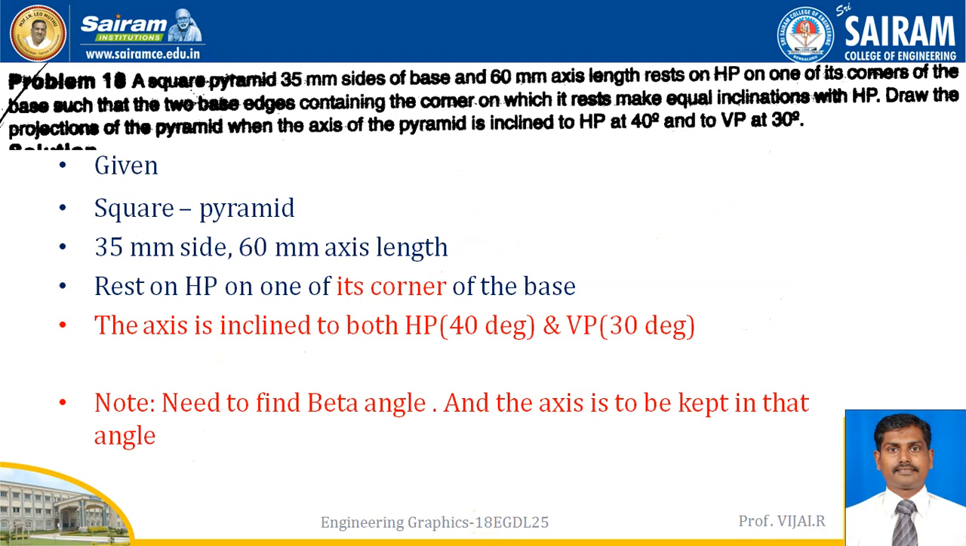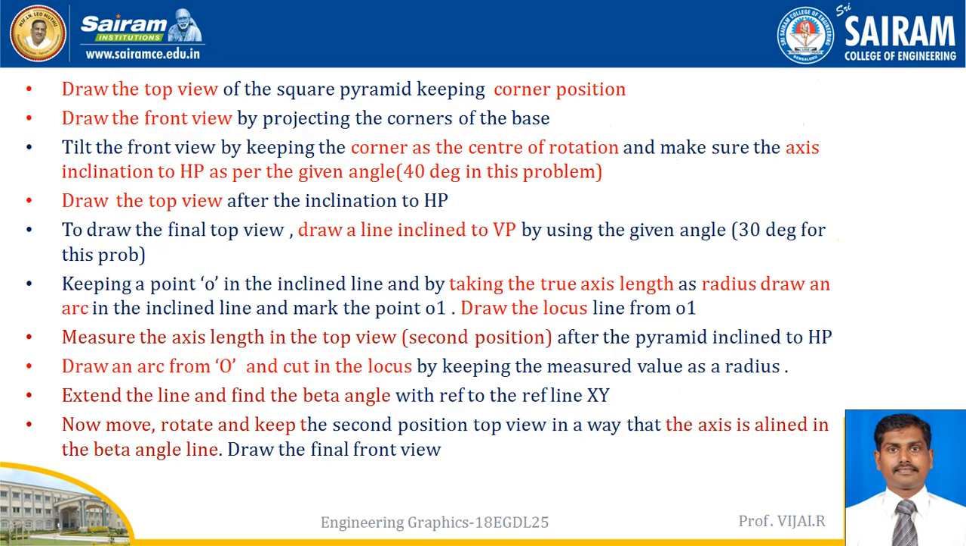The third type of problem is a square pyramid, size is given, resting on a corner, and the axis is inclined to both HP and VP. Here the appears-to-be is not given. So, clear with this, appearance is not given, the axis is inclined to both HP and VP. When this problem comes, we have to go for finding the beta angle. So this is the third type of problem, as I said in the case of prism. In the case of pyramid, how to draw? The same. It is not much complicated.